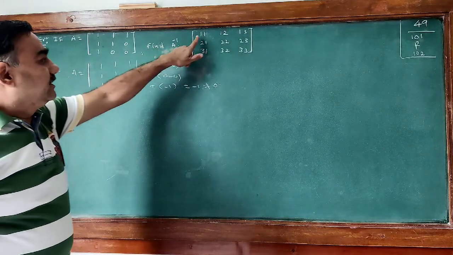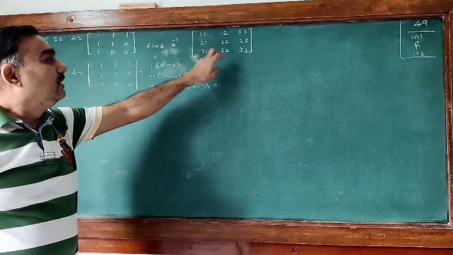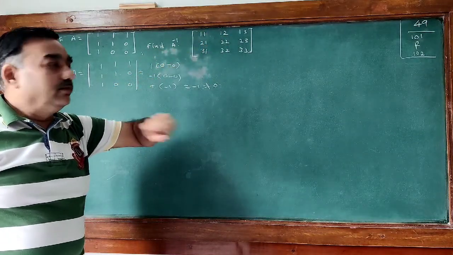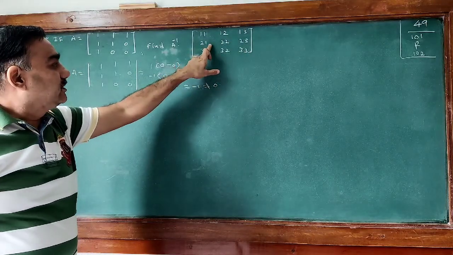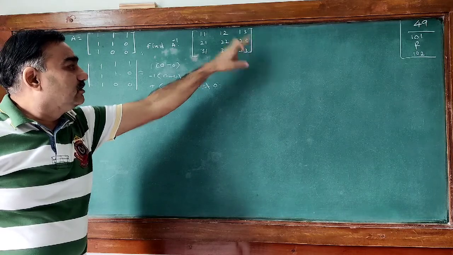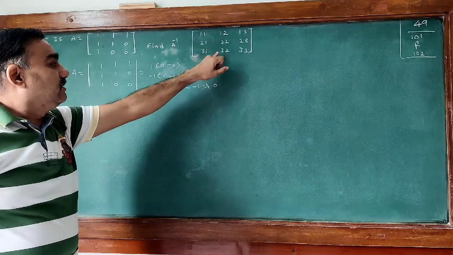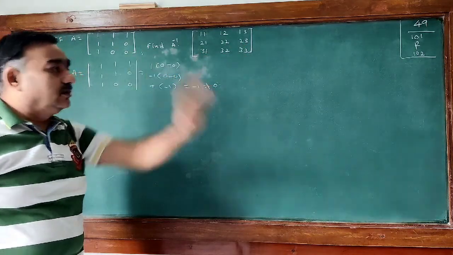It is like this: first row first column 1 1, first row second column 1 2, first row third column, second row first column, second row second column, second row third column, third row first column, third row second column, third row third column.